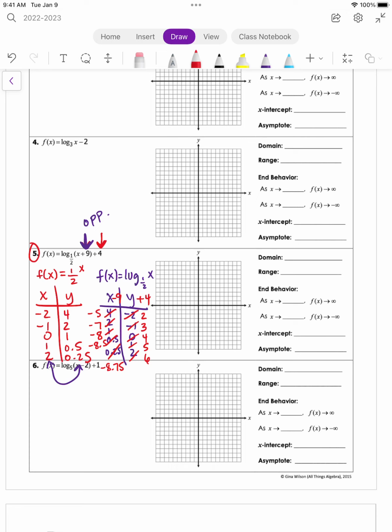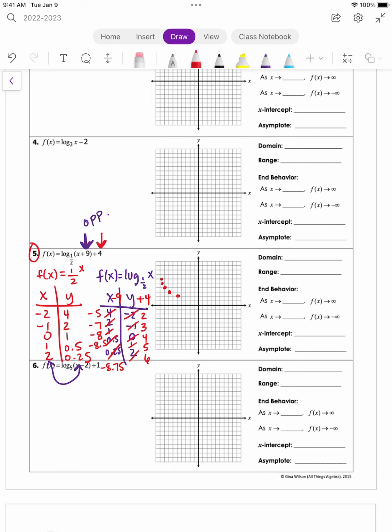So now I'm going to plot those points. So we have -5 up 2, -7 up 3, -8 up 4, -8.5 up 5, and -8.75 up 6. Okay, notice when we have transformations, our asymptote is going to change, right?